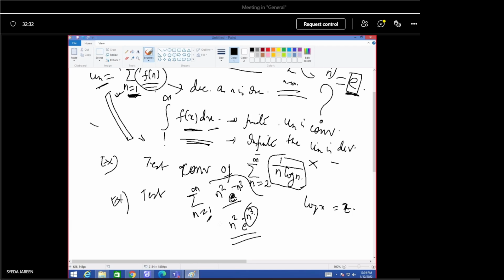Ma'am, it's convergent. Yes. What is the value of the integral? Yes, ma'am, 1 by 3e. Yes, 1 by 3. So it is a finite value. Therefore, it is convergent. Okay, so somebody post the solution.